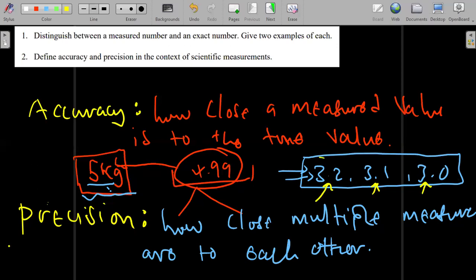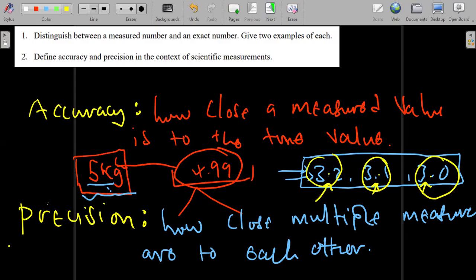So here we can add this one to this one to this one, and then you divide by how many they are. So if I add 1, 2, 3, I'm going to divide by 3. And then now you compare the average that you get to the true value. So if the average is far away from the true value, you are going to say they are not accurate. Okay. If the average that you get is closer to the true value, you're going to say it's what?